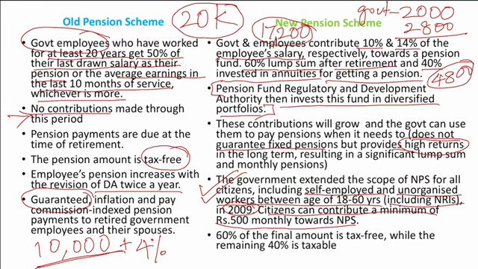Now, according to the new pension scheme, 60% of the final amount is tax free, while the remaining 40% is taxable. So, this is another thing which people find troublesome, because if you have noticed, in the old pension scheme, the pension amount is tax free. So, according to the new pension scheme, only 60% of the final amount is tax free, while the remaining 40% is taxable. So, I hope you have gained clarity on the difference between the old pension scheme and the new pension scheme. Thank you.